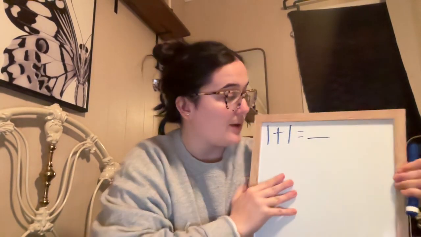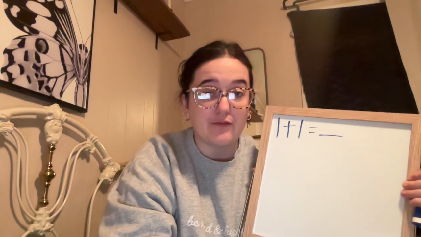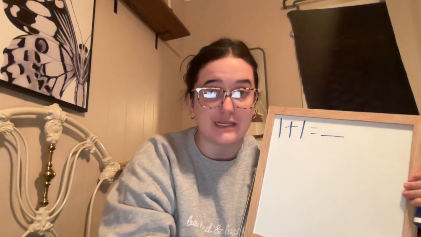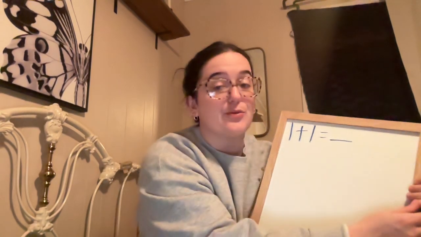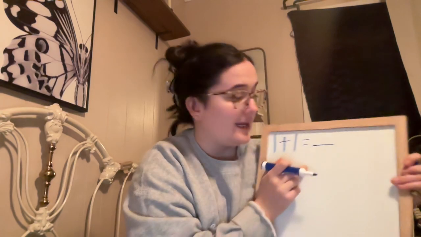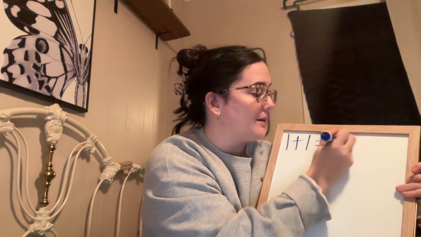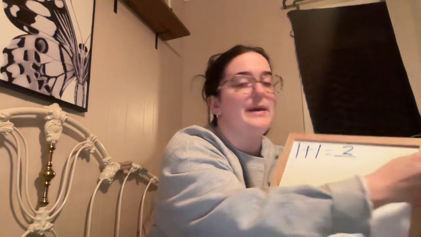Okay, so now to figure out what this number is over here, we have to count our cereal friends to see how many we have all together. So we have 1 and 2. So that means that 1 plus 1 is equal to 2. All right, let's do one more. Let's do another one. What if we have this one?